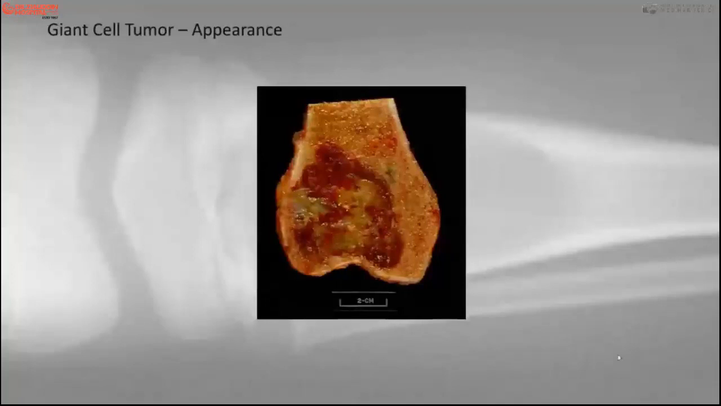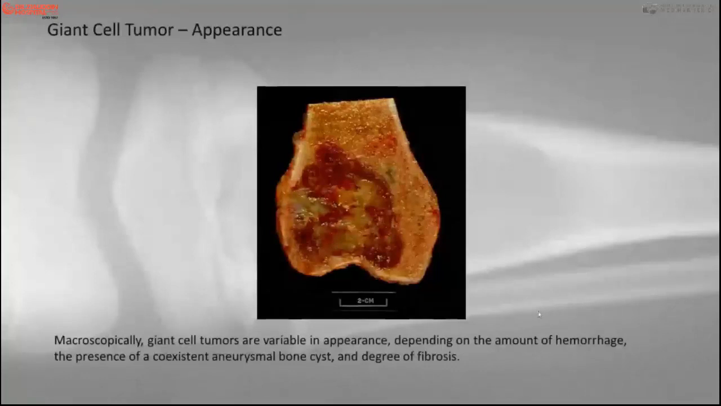This is how a giant cell tumor appears on gross examination. It's just around the epiphysis, all eaten up, and areas of hemorrhage, along with some degree of fibrosis in the bone.